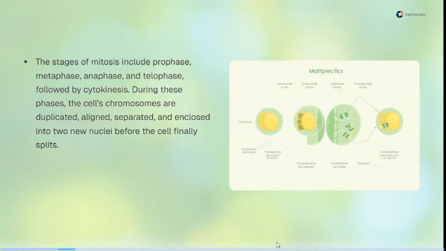Then after this is done, the next thing is that it breaks off completely into two. So this is actually the process of mitosis. The first stage involves the duplication of cells, the next the alignment of these cells, the next the separation, and the next the enclosing into two nuclei. So after that is done, the breaking off actually happens.